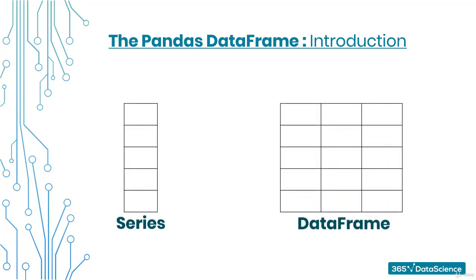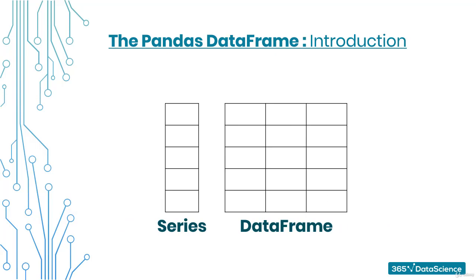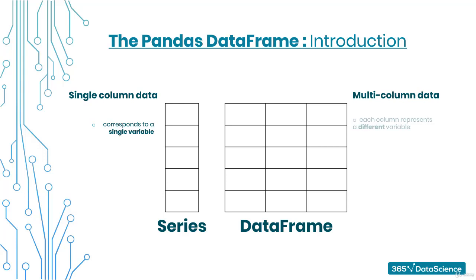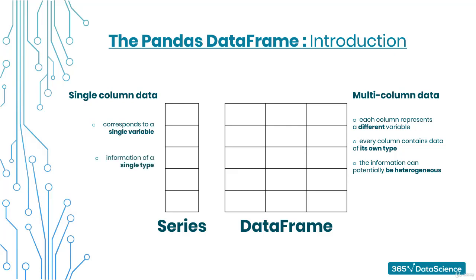You can think of the series object as a single column of data, or a set of values that correspond to a single variable, right? Well, the same can be true for a data frame, but more often it relates to multi-column data, where each column represents a different variable. That's why every column can contain data of its own type, and this is one of the best features of this structure. In other words, the information in a data frame can potentially be heterogeneous. It doesn't need to be of a single type, as is the case with a series. Nevertheless, this allows us to still preserve data consistency. We should keep aiming for having information of the same type within a certain column.